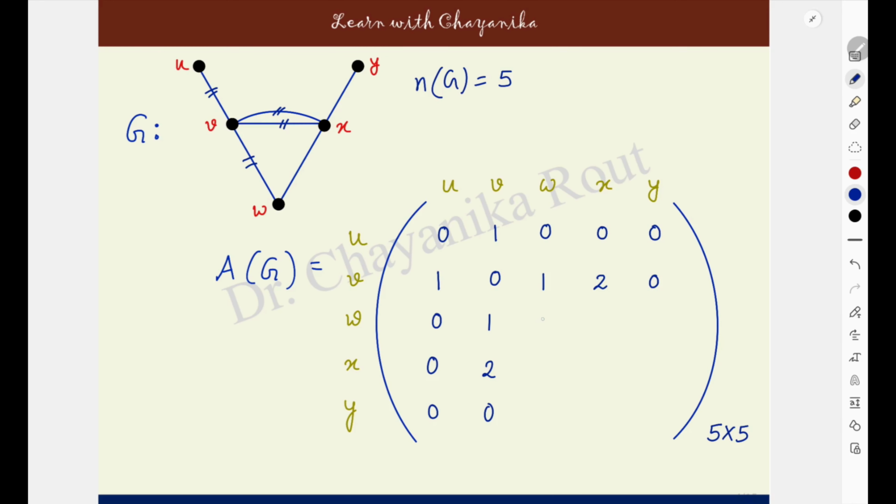There is no loop at the vertex w, so this entry is 0. Between w and x, there is one edge, and between w and y, there is no edge. No loop at the vertex x, so this is 0. Between the vertices x and y, there is only one edge, and there is no loop at the vertex y. So this is the adjacency matrix of the given graph.